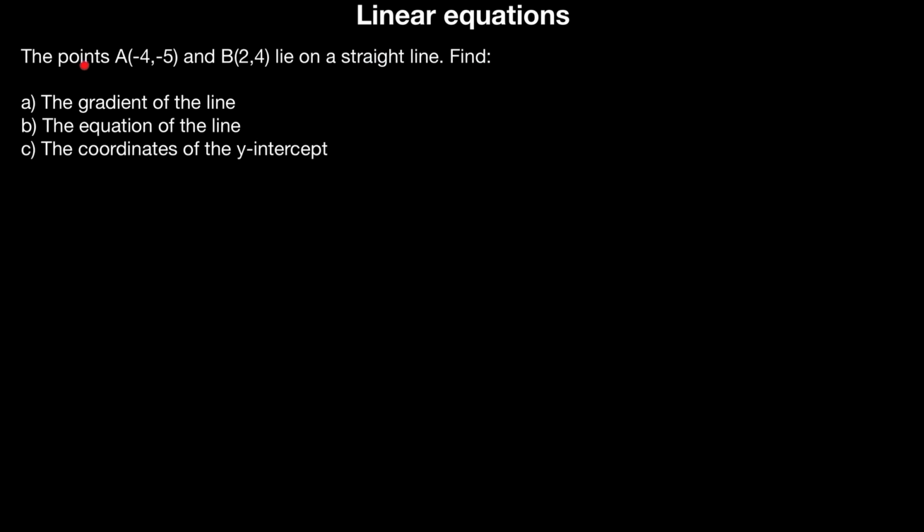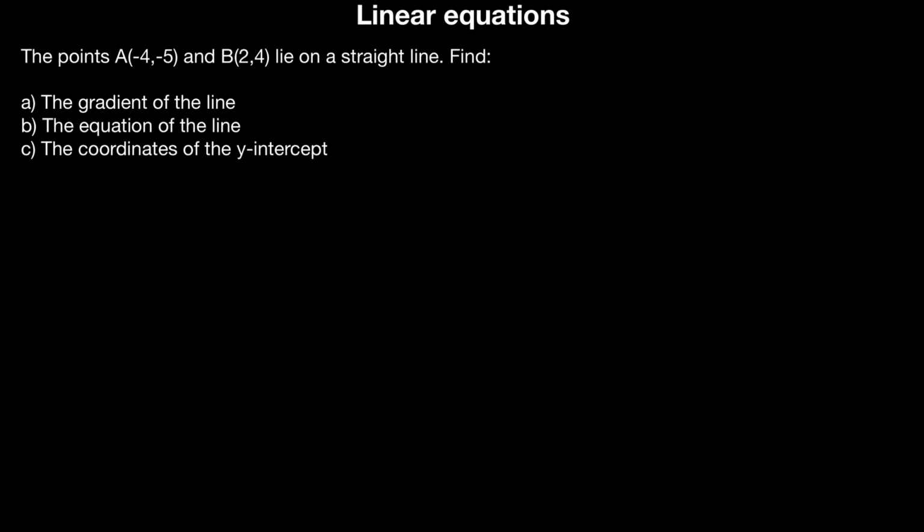So in this question, they've given us this information. They've told us that the points A and B lie on a straight line. And they're asking us to find the gradient or the slope of this line, the equation of this line, and the coordinates of the y-intercept, or the coordinates of the point at which this line intercepts or intersects the y-axis.